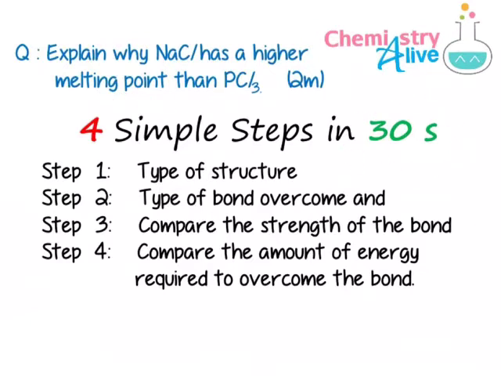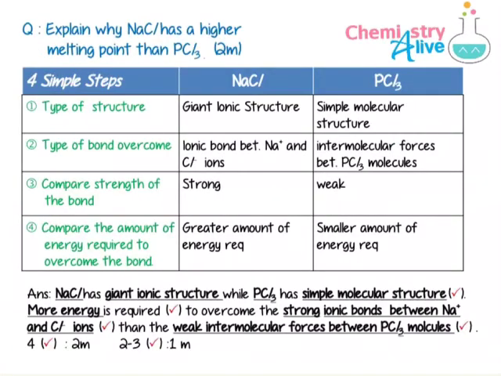So let's explore. Step 1, you comment about the type of structure. Step 2, type of bond overcome. Step 3, you compare the strength of the bond. And last but not least, you comment and compare the amount of energy required to overcome such bond. Now, let's see how we can use these 4 simple steps to answer this question here.